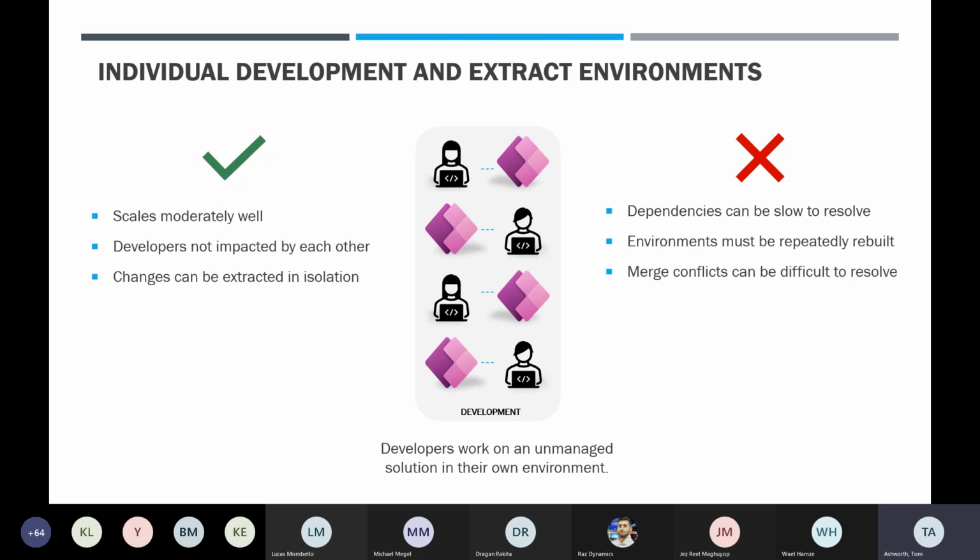So the next option is an individual development and extract environment. Again, I'll come on to what I mean by extract later, but this scales much better. It means that everyone has their own independent environment to work in. You're not trampling on each other's toes. It means that changes can come out in isolation because, yeah, there's no one else working in your environment.